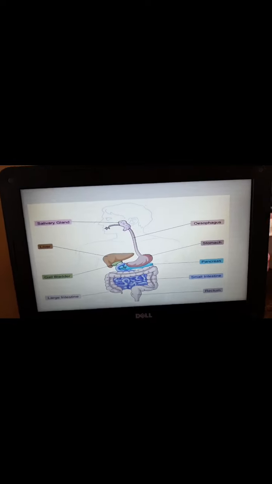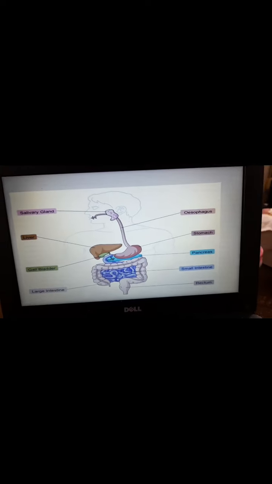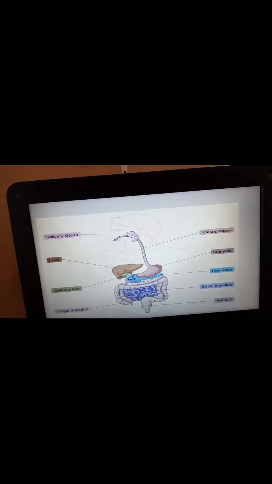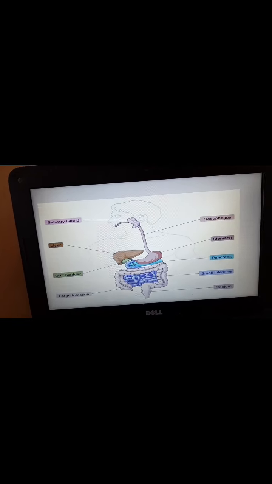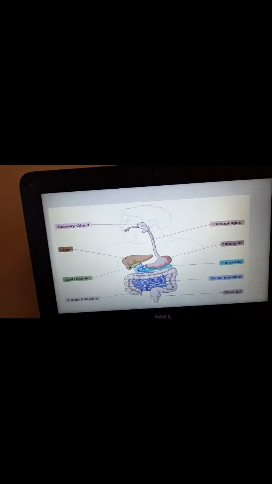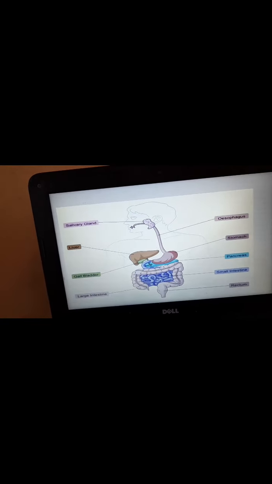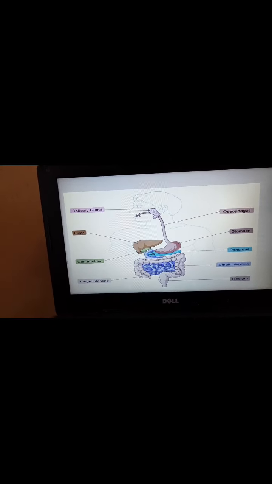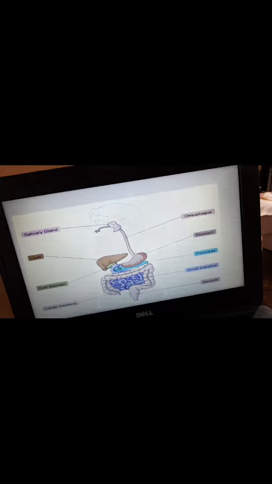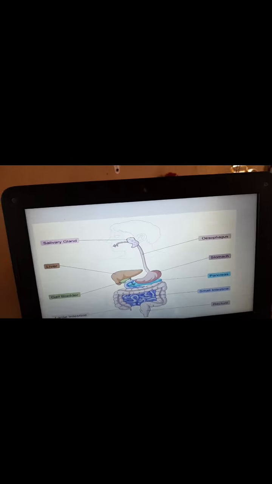So next here we have a picture of a digestive system. Please observe. Everyone just take a minute and observe this. We have the salivary gland, the liver, the gallbladder, large intestine, esophagus, stomach, pancreas, small intestine, rectum. Yes. So look at this diagram.